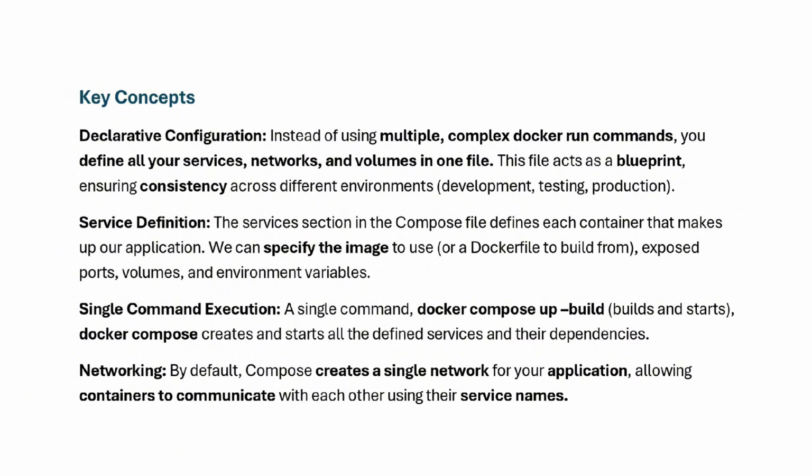So Docker Compose simplifies the process, so we don't need to use complex Docker run commands. Instead, we define all our services, networks, and volumes in one file. So that Docker Compose file acts as a blueprint that ensures consistency across different environments. That compose file has service definition. In that service section of the compose file, we specify the image to use. The ports, volumes, and environment variables all are defined in the service section. And it's a single command execution. For networking, Docker Compose creates a single network that allows containers to communicate with each other using the service names.